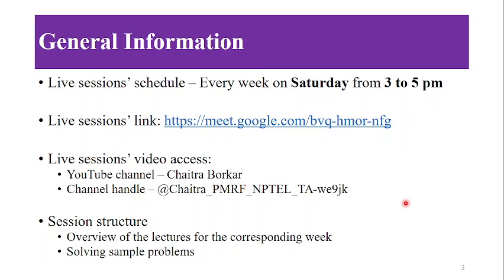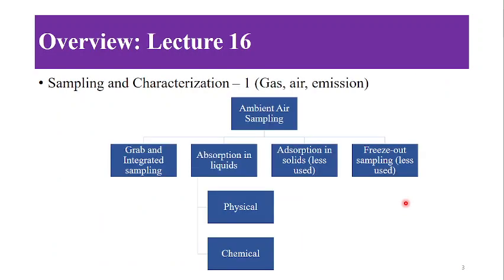And let's start with the overview of the lectures 16 to 20, which were conducted in the fourth week. For lecture 16, we saw that the sampling and characterization of air were studied, and the ambient air can be sampled through grab and integrated sampling. Grab sampling is basically taking a small amount of air in a very small amount of time, and integrated sampling is taking a number of grab samples and then taking an average of it.